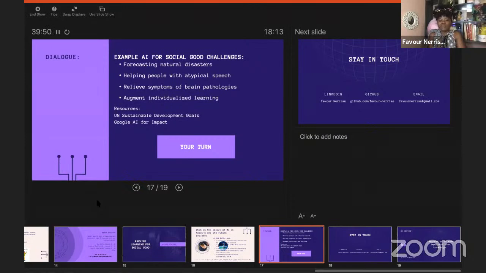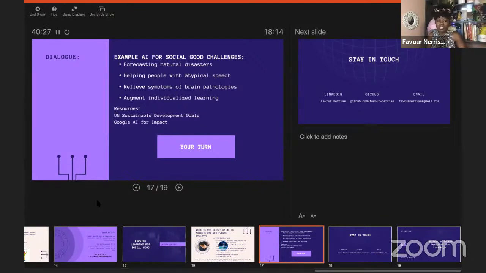Another one is in helping people with atypical speech. I mentioned before speech recognition being a very good example of how and why we choose to use machine learning. So how do you help those with atypical speech? Also relieving symptoms of brain pathologies. This is very common in neurotechnology and neural engineering, where you apply machine learning in some way, shape, or form to better understand and observe conclusions that tell you more about the brain wave recordings and help you regulate some sort of threshold or signal within the brain to relieve these symptoms.